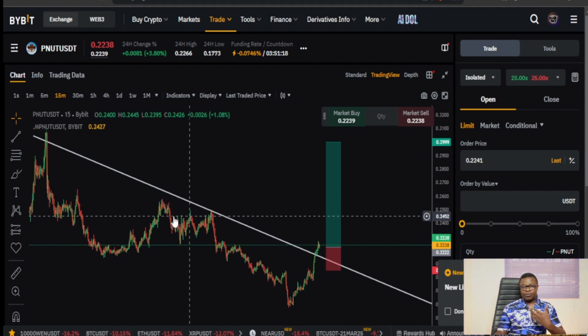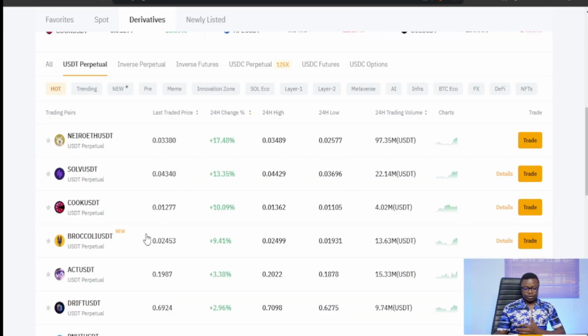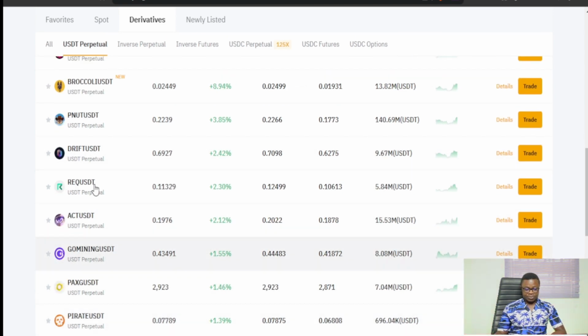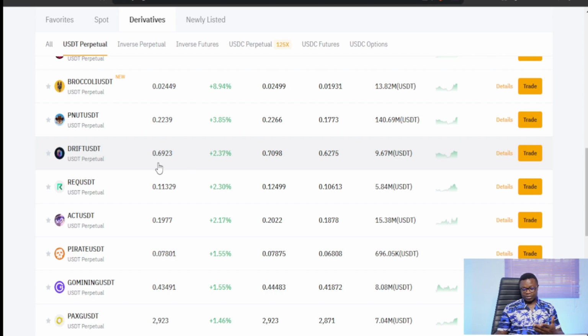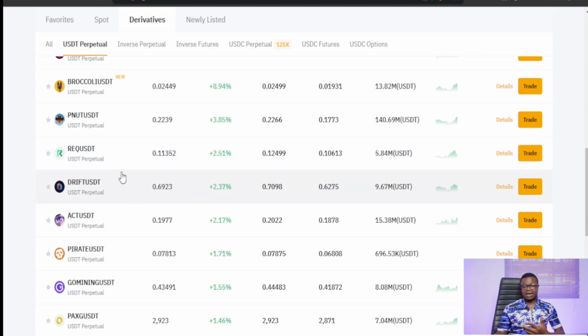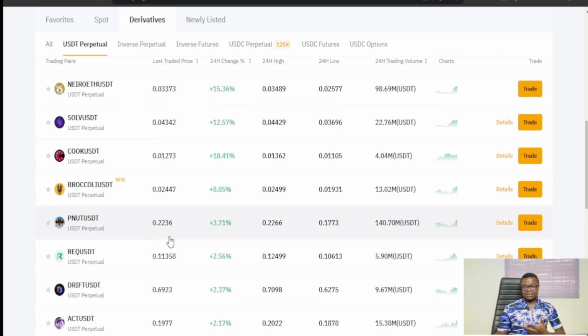So in a case of buying, this is what I look for. I go to the top gainers, okay? I look for tokens right here that are actually moving up, like Drift that has been up by 2% already. I can equally look at Drift and see if I can take a trade on Drift as well, because I see a high chance of this going up and the rest, right?